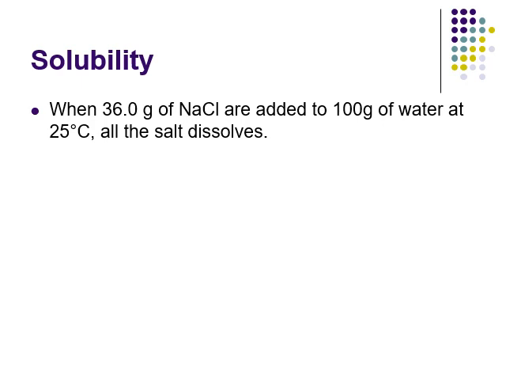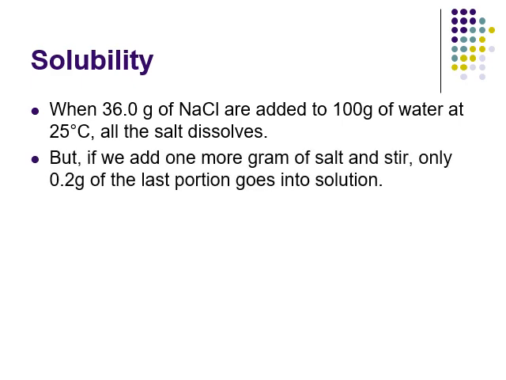Okay, when we talk solubility, we're talking about how much can be dissolved in a certain amount. So a little bit of a story here. Let's say we start with 36 grams of salt. We put that in 100 grams of water. The water's at 25 degrees Celsius, about room temperature. All of that salt will dissolve. We stir and stir, it all dissolves, and we're happy. Now, we add 1 more gram of salt, and we stir and stir. It turns out only 0.2 grams of that last bit will dissolve.